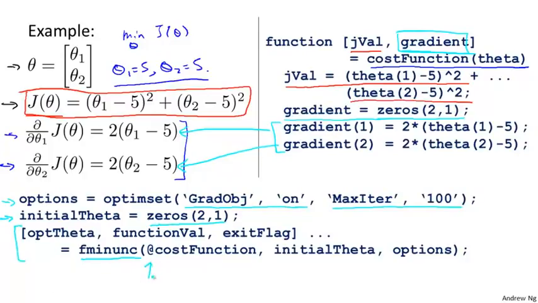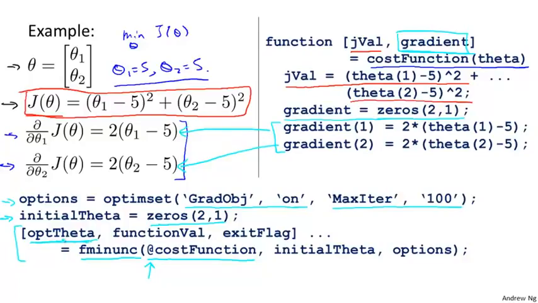This @ symbol represents a pointer to the cost function that we just defined up there. And if you call this, it will use one of the more advanced optimization algorithms. And if you want, think of it as just like gradient descent, but automatically choosing the learning rate alpha for you, so you don't have to do so yourself. But it will then attempt to use these advanced optimization algorithms, like gradient descent on steroids, to try to find the optimal value of theta for you.